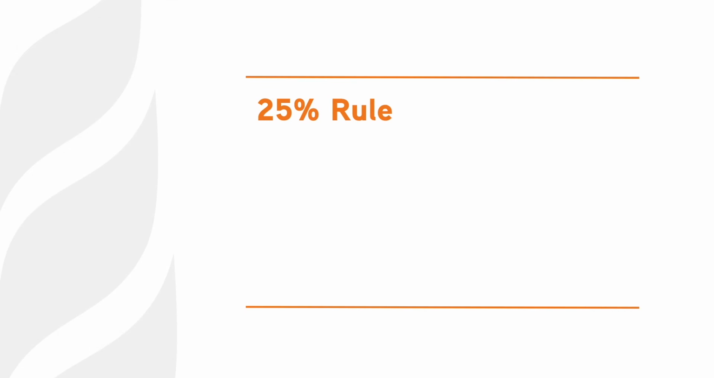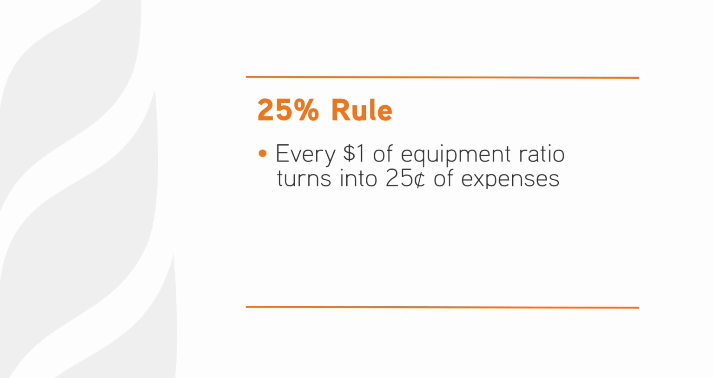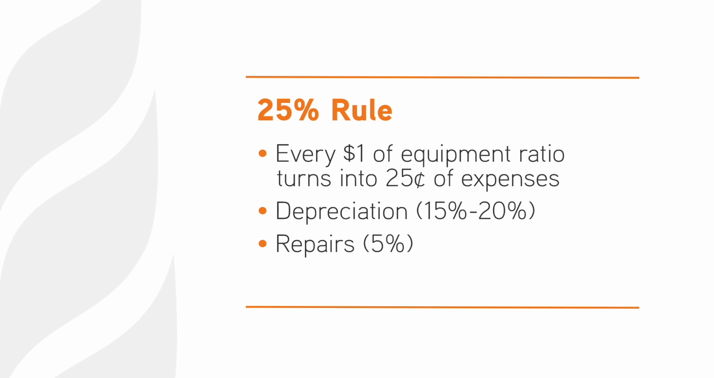The 25% rule says this, that every dollar that you have invested in equipment ratio turns into 25 cents of expenses somewhere on your farm. You might wonder, well, how do we get to that? Well, depreciation makes up a big part of that. Depreciation on equipment, and you better believe that it's real, because it is. It might appear in your statements as a non-cash cost, but it turns into cash every time you upgrade or trade out equipment. Depreciation typically runs, a good rule of thumb, 15 to 20% a year on all of your equipment. Then we have repairs, and believe it or not, study after study has shown that repairs run at roughly 5% of that equipment ratio.